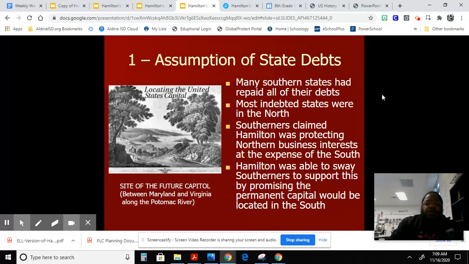So, in order to get his plan approved, he had to negotiate or compromise with some of the Southerners in order to get what he wanted. So, he gave them moving the capital from New York to the South, and so they were able to help him come up with the rest of this part of his plan to get it passed through Congress. So that was the assumption of states' debts.